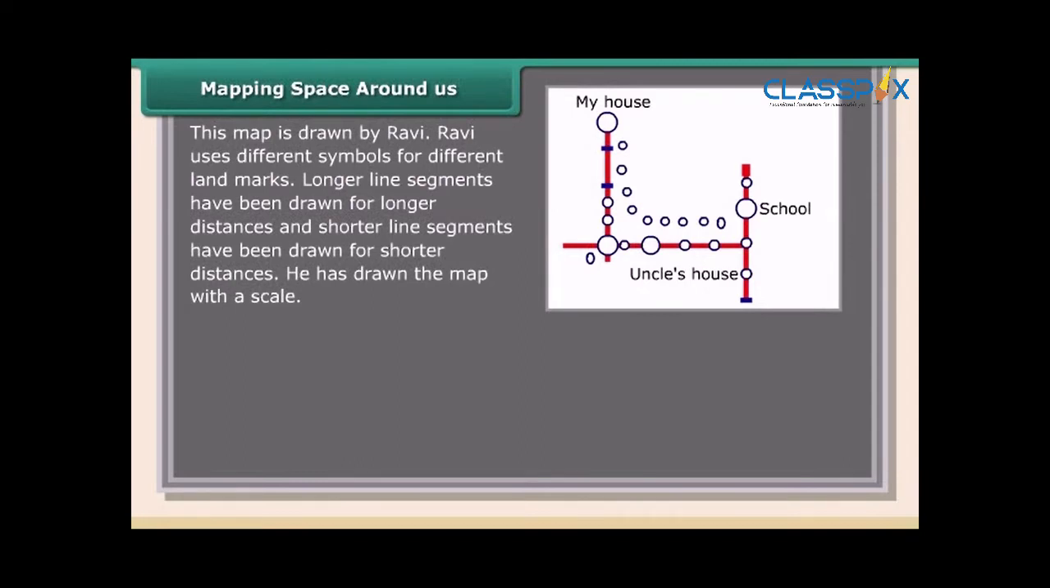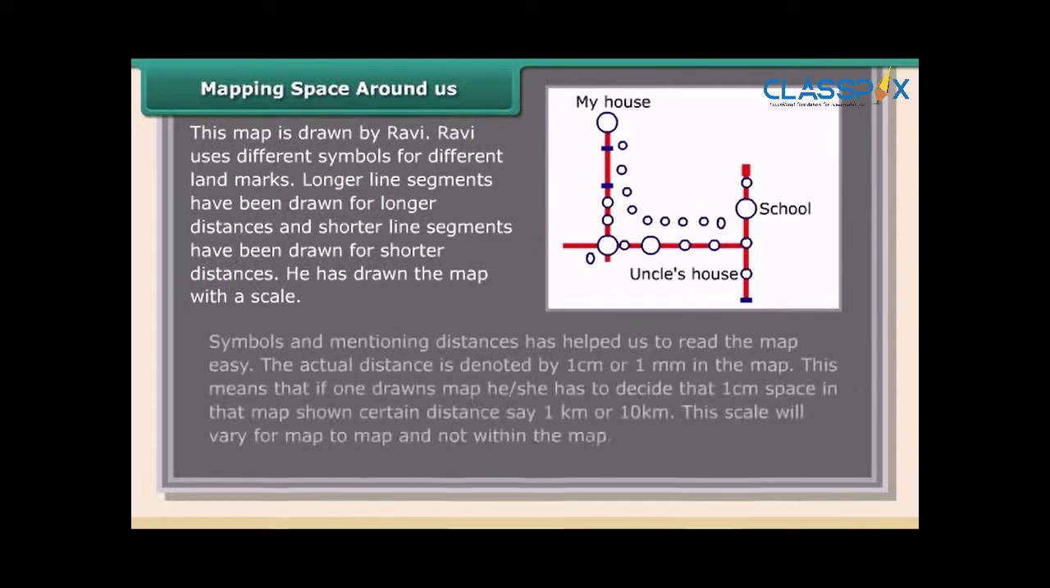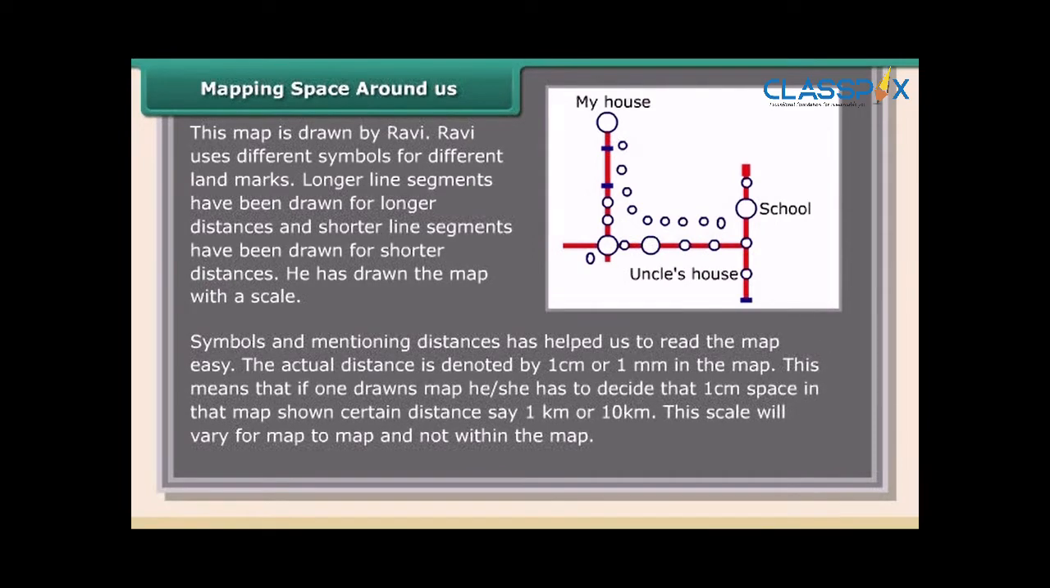Ravi uses different symbols for different landmarks. Longer line segments have been drawn for longer distances and shorter line segments have been drawn for shorter distances. He has drawn the map with a scale. Symbols and mentioning distances has helped us to read the map easily.